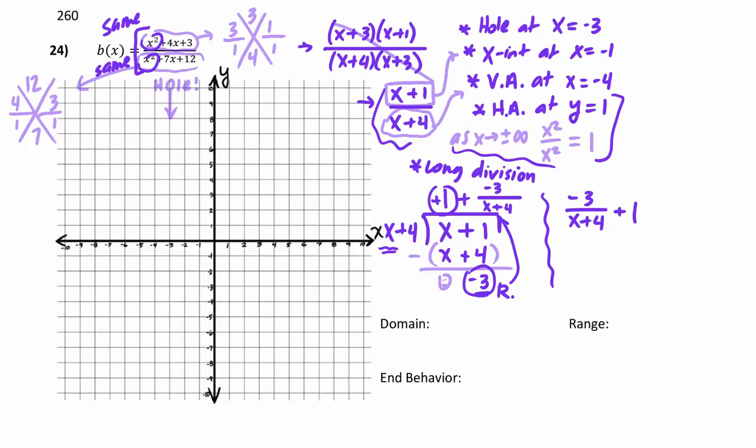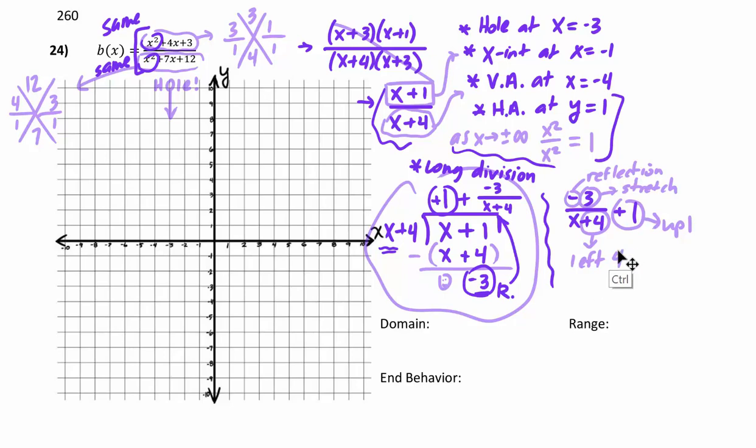And this should make a lot of sense to you. This reveals some structure. I have a reflection. I have a stretch because 3 is larger than 1. I'm moving this graph left 4. And then the plus 1 at the end is shifting the whole graph up 1. So if you do long division, this process, you can sometimes reveal that your graph is actually one of these simple rational functions that we did early on. You should always be able to graph something like this without using an XY table.